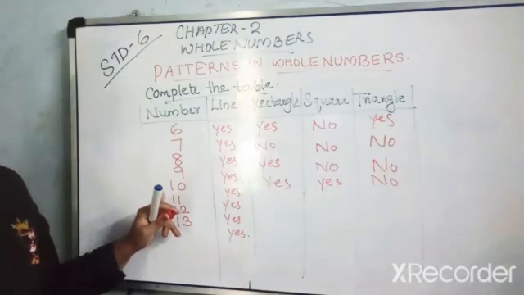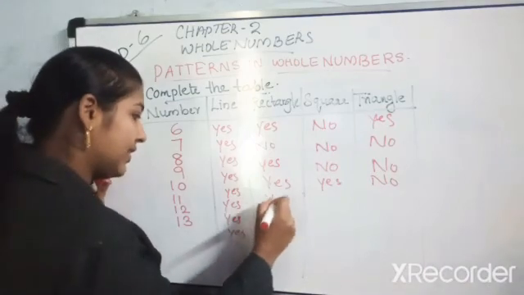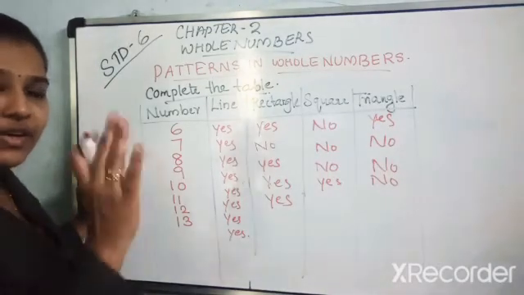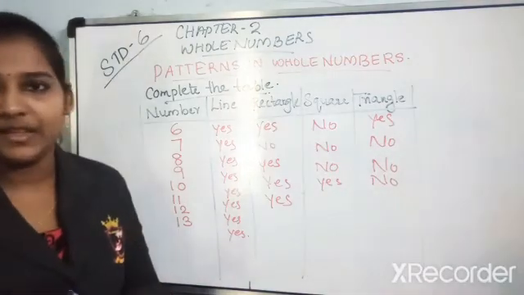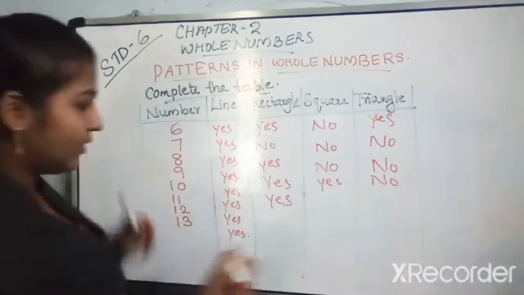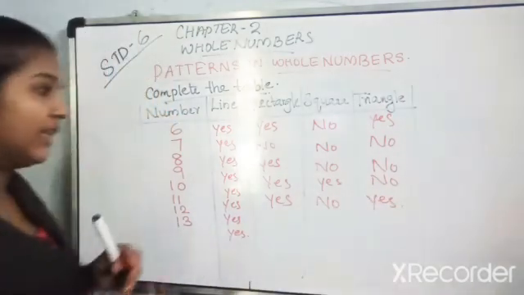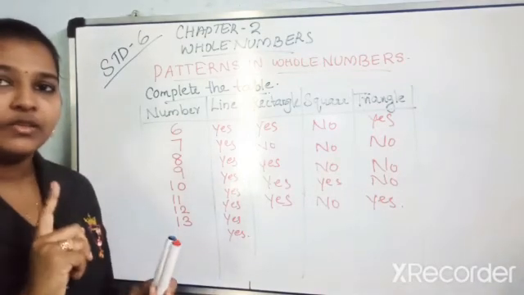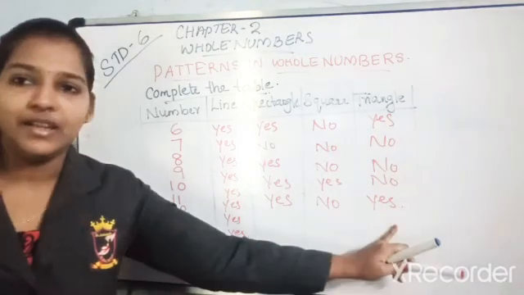Then the 10th one, the number 10, we can arrange as a line and we can arrange it as a rectangle because 5 2s are 10, isn't it? So 5 rows and 2 columns, like that we can arrange, or 2 rows and 5 columns, like that we can arrange. Now next is square. Yes or no? No. But we can arrange it as a triangle because 1, 1 2, 1 2 3, then 1 2 3 4. This way we can arrange the number 10 as a triangle.